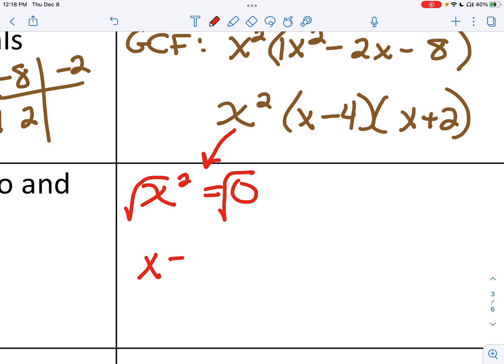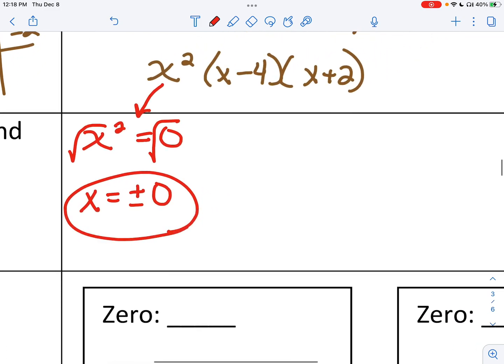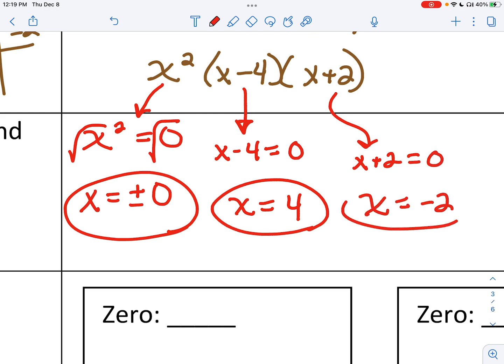So I get x equals plus or minus 0. And you're probably saying, there's no such thing. Okay, well, how about you just roll with it for a second. I'll tell you what that means in a moment. Because remember, when you take a square root, you use plus or minus. X minus 4 should be 0. So one of my roots is 4. And x plus 2 is 0. So my last x is negative 2.